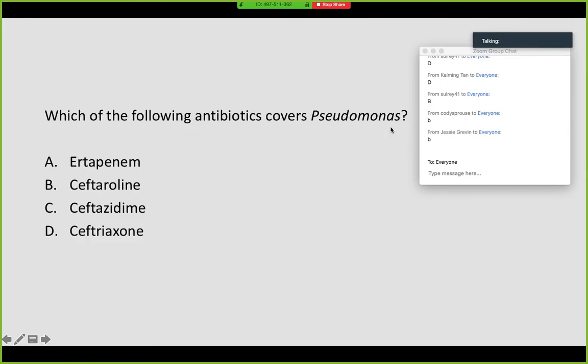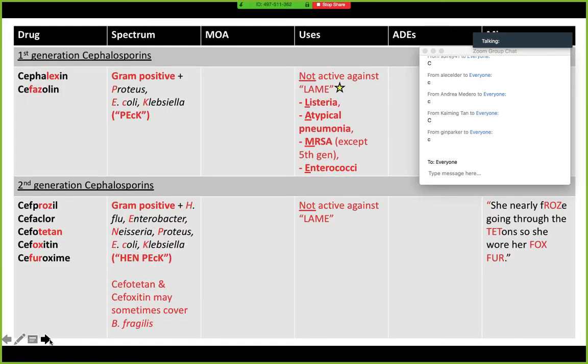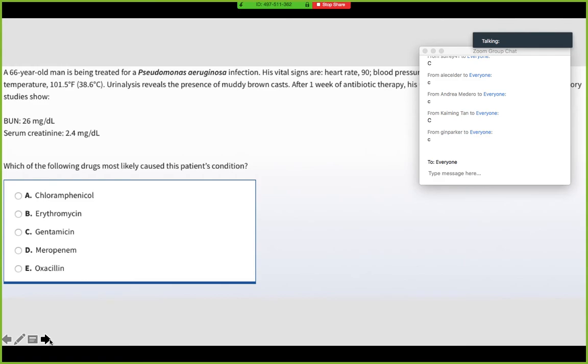Okay, which of the following antibiotics covers Pseudomonas? Right, the correct answer here is C. So remember, ceftazidime covers Pseudomonas.